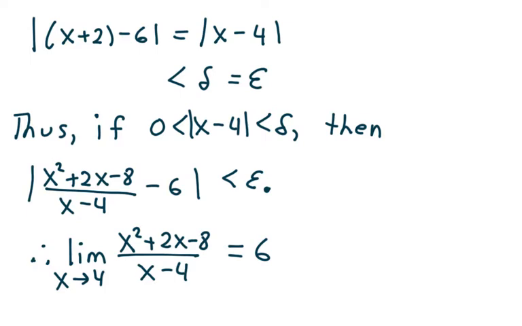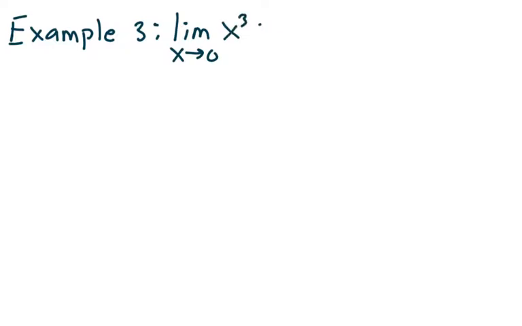And I want to do one more example for this video. We'll call this number 3, and it's from the book. So I'm just going to turn to the book here. We'll call this example 3. Suppose I had the limit as x goes to 0 of x cubed equals 0.